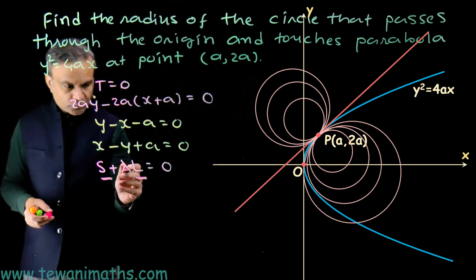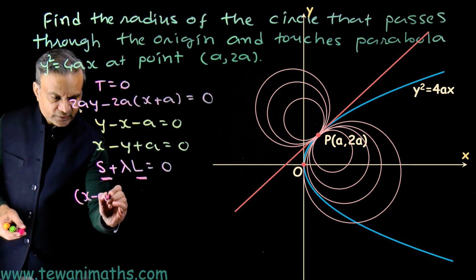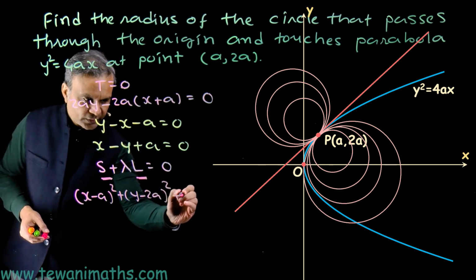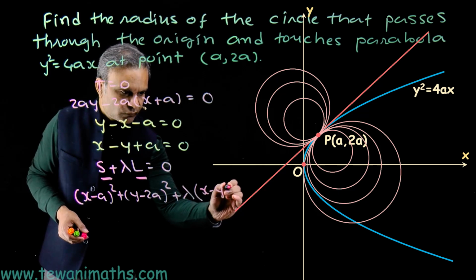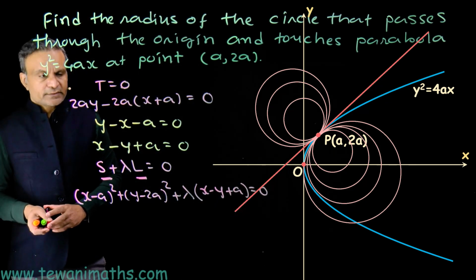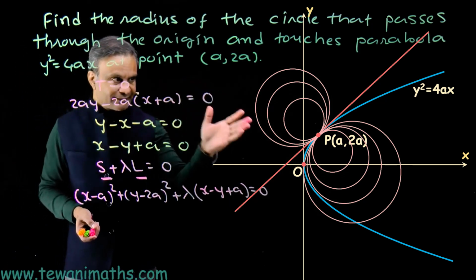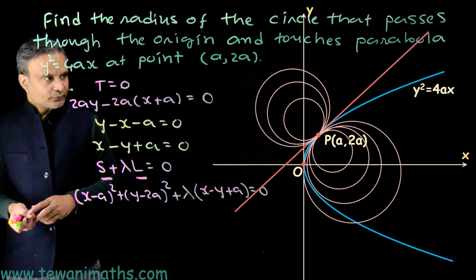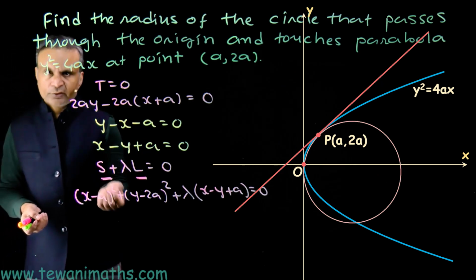So this expression will be x minus a whole square plus y minus 2a whole square plus lambda multiplied by x minus y plus a is equal to 0. This is equation of family of circles touching this tangent line at point P. Now we want member that goes through origin. For that we will have one particular value of lambda.